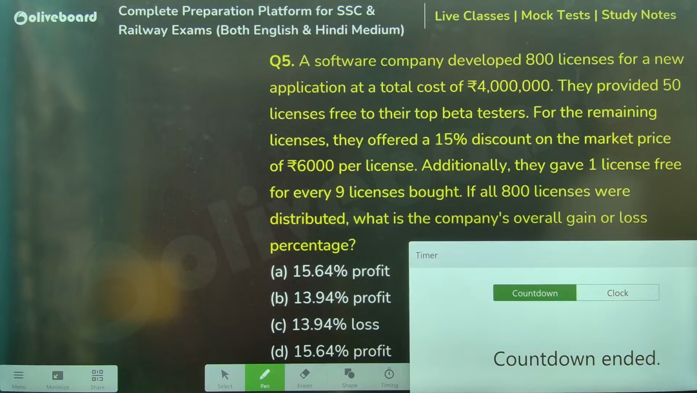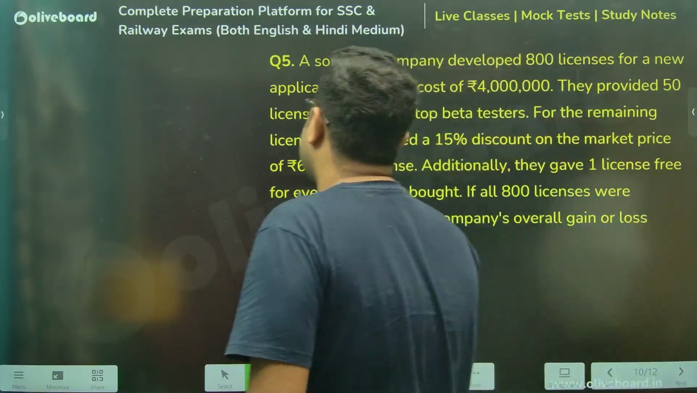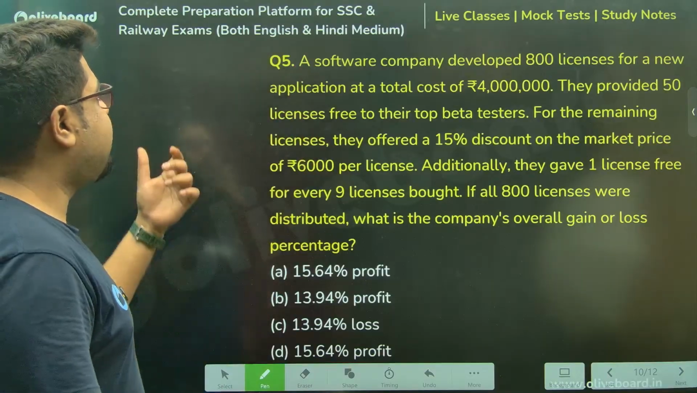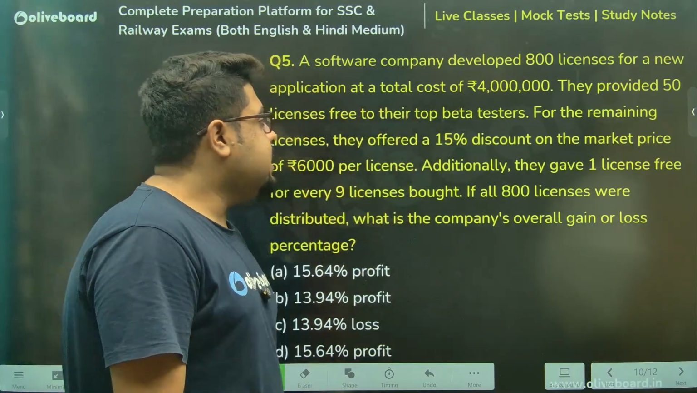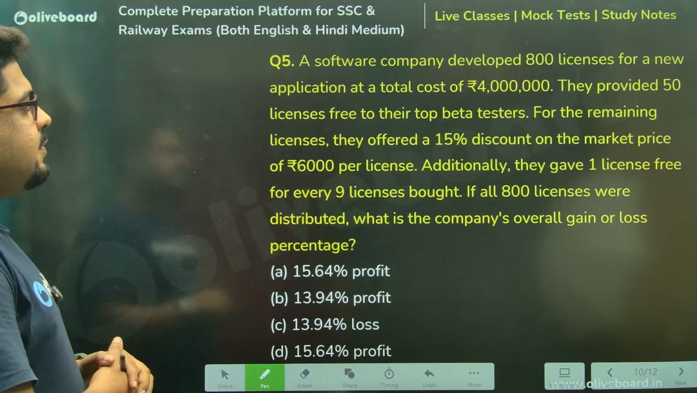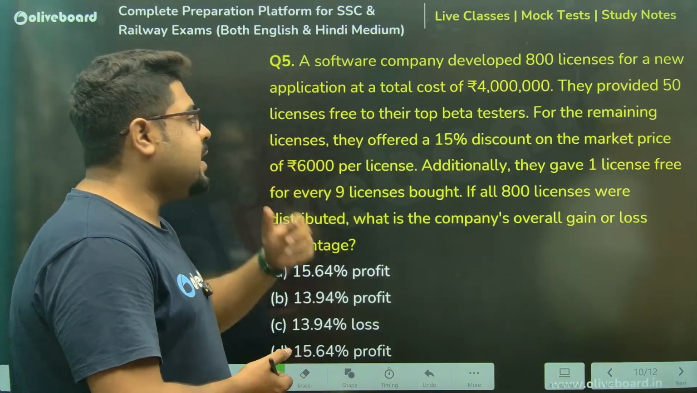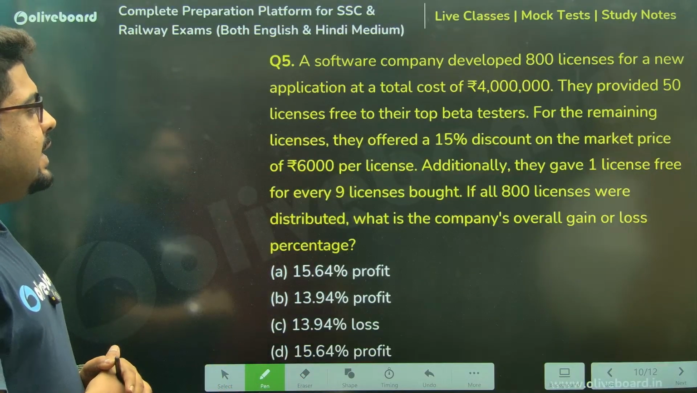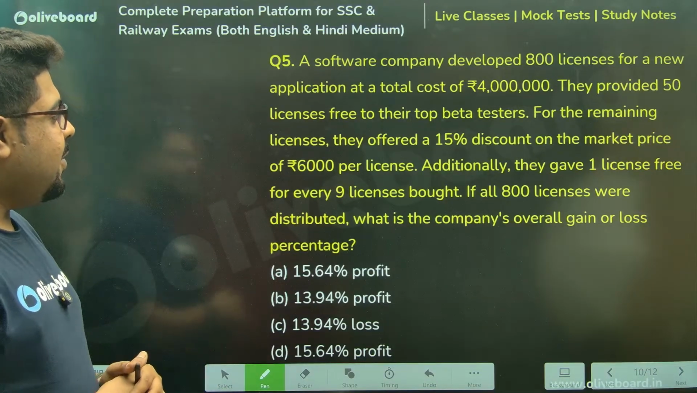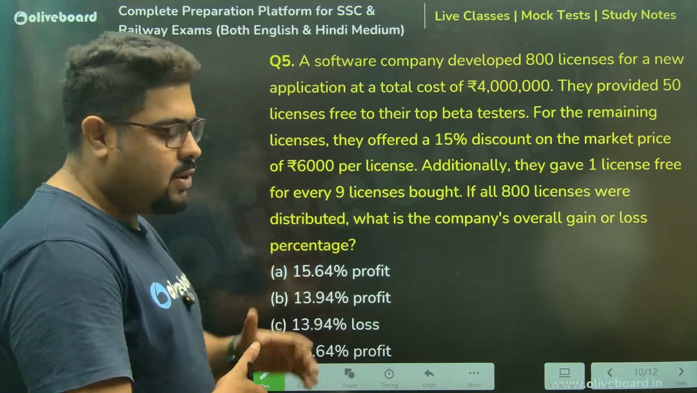Chalo, sir. Time's up, sir. So again, let's see. A software company developed 800 licenses for a new application. They provided 50 licenses free to their top beta testers. For the remaining licenses, they offered 15% discount on the MP of 6,000 rupees a license. Additionally, they gave one license free for every 9 licenses bought. If all 800 licenses were distributed, overall gain or loss?